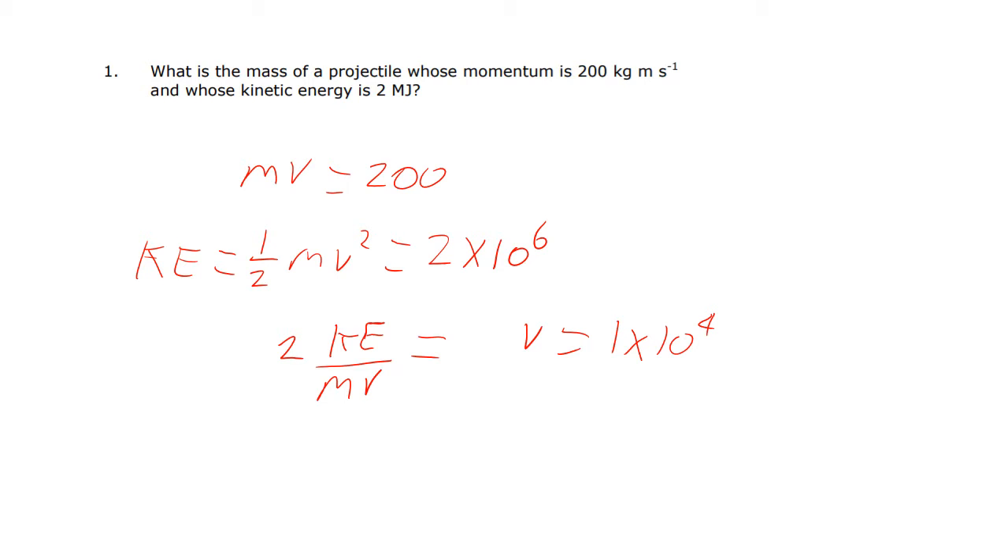So now that we've got v, we can work out our mass. mv divided by v is equal to m, and we know mv is equal to 200. So if we divide that by 1 times 10 to the power of 4, we should end up with 1 times 10 to the minus 2. So that's the solution for the first question.